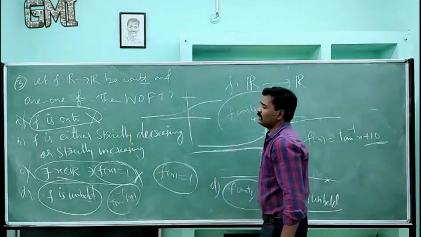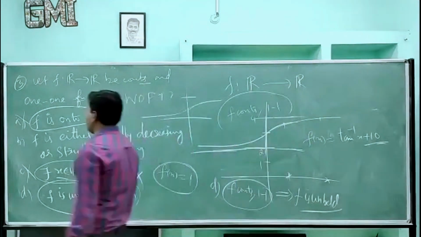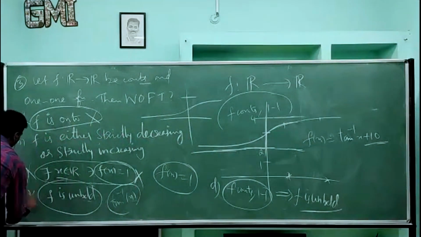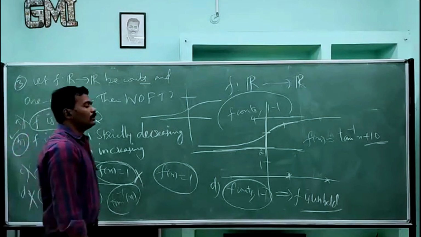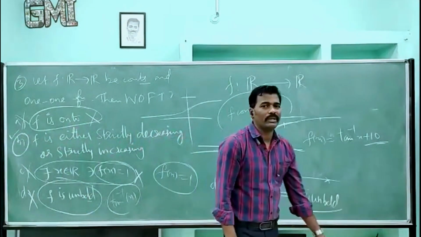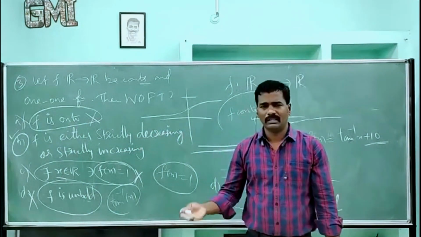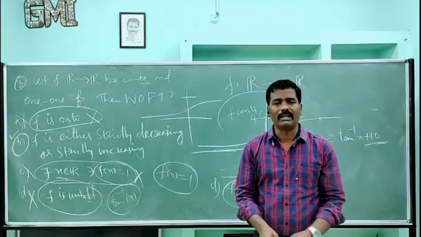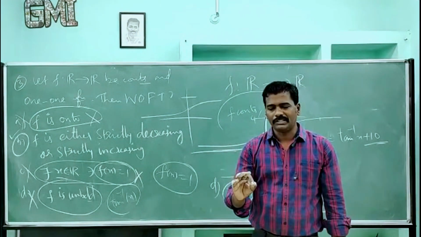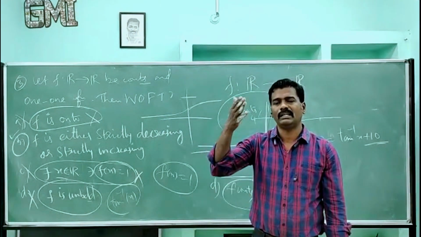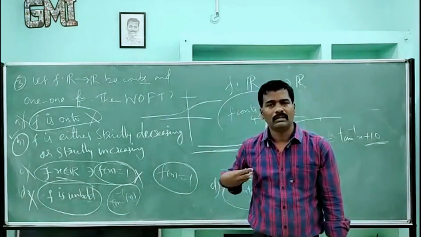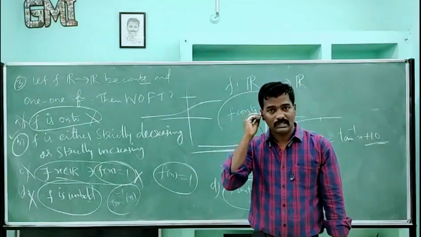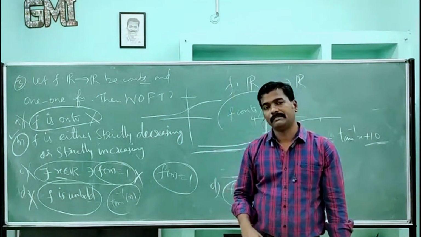Anyway, what about the C option? So option A is false, C is false and D is false. Only option B is true. Why is B true? This is a theorem and statement. I'm not going to prove it right now. It will be available in most books. A 1-1 continuous function is always either strictly increasing or strictly decreasing.